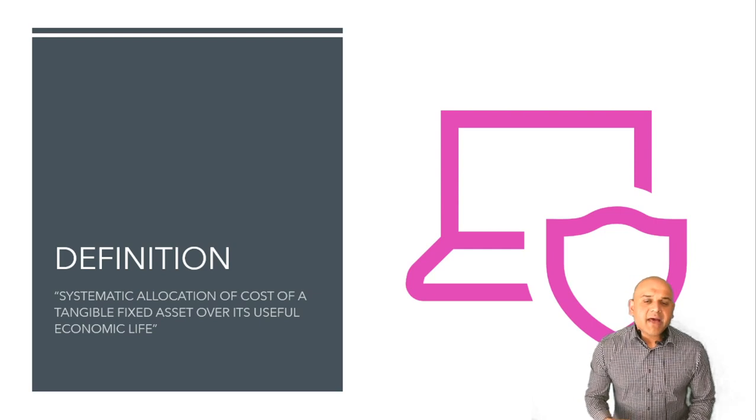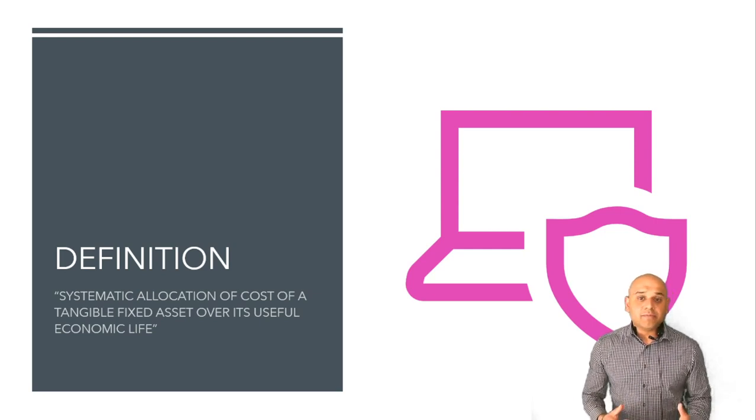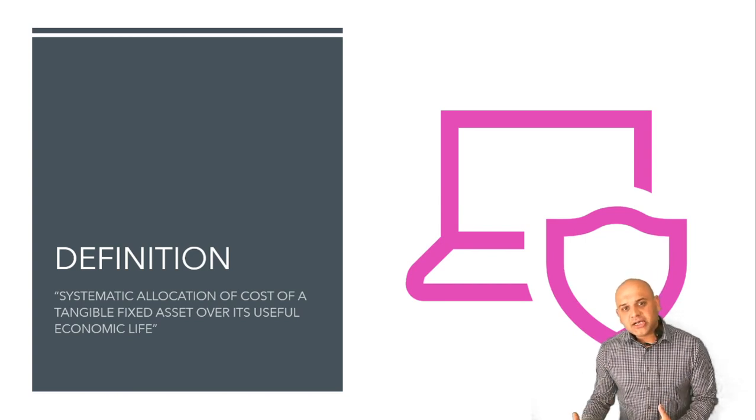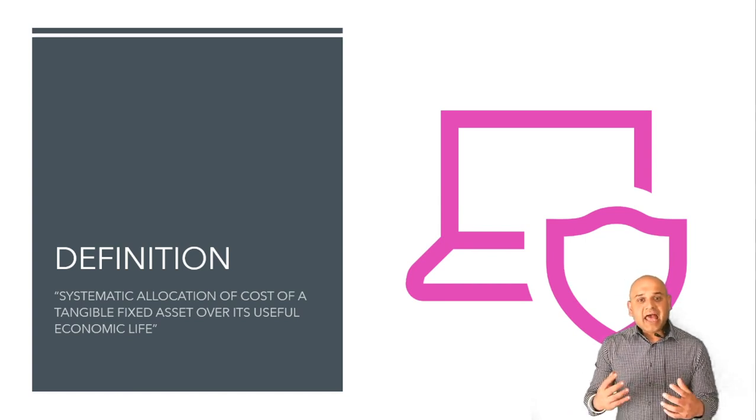Okay? Because imagine how significant the losses would be if we tried to deduct the cost of a fixed asset like a building in one go, right? Losses will be huge. It's not good. Okay, so what we want to do now is pick each term from the definition and understand that concept in more depth.